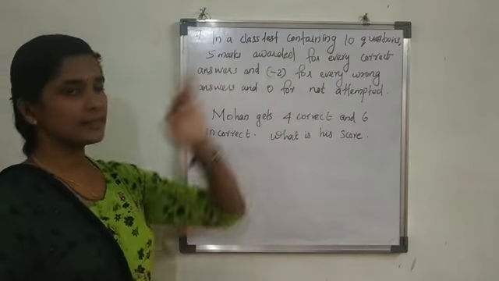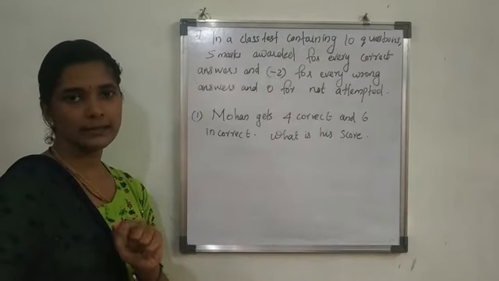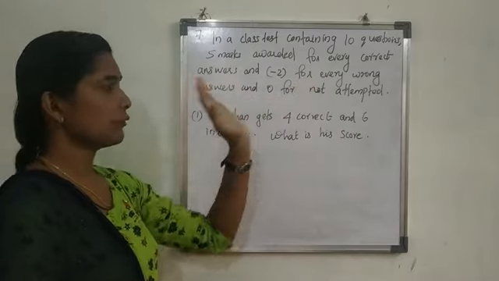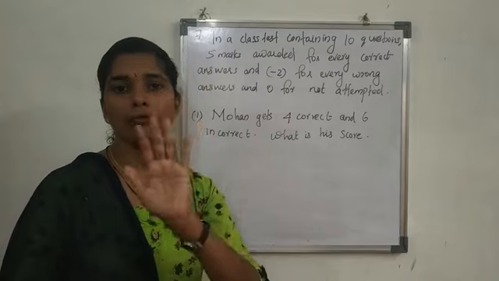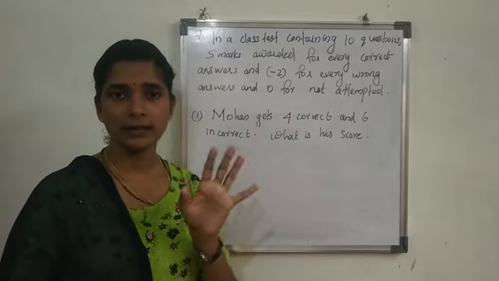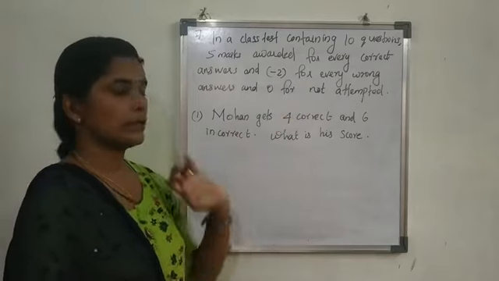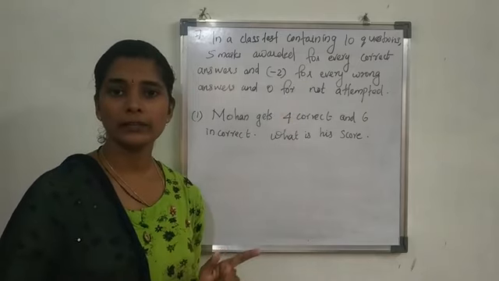A class test containing 10 questions. A total of 10 questions are there in a class test. 5 marks are awarded for every correct answer. For one correct answer, 5 marks. And also minus 2 for every wrong answer. For every wrong answer, minus 2 is the mark.